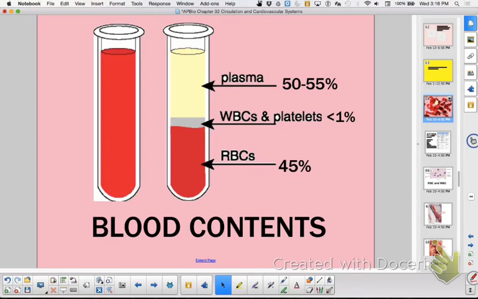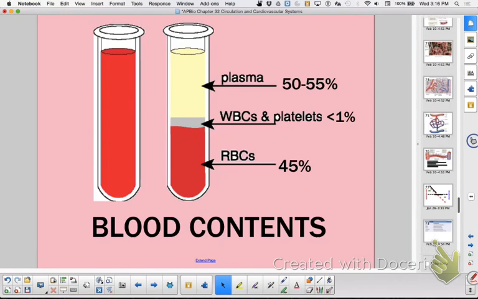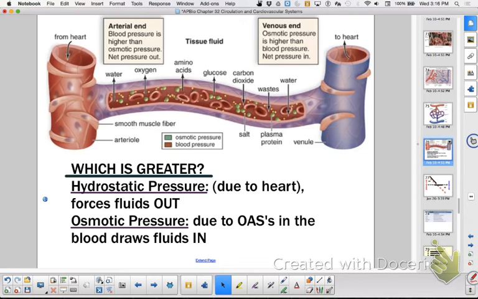Recorded, Max. Okay. Last thing in your notes that you need to know, you have a battle between two pressures. You already know this battle, right? When you move into the capillary, you have hydrostatic pressure along the length of the capillary, but where is the hydrostatic pressure greatest? At the arterial end, lowest at the venule end. You have osmotic pressure along the length of the capillary, but in relationship to the hydrostatic pressure, it stays about the same. At the arterial end, the hydrostatic pressure is greater, forcing fluids out.